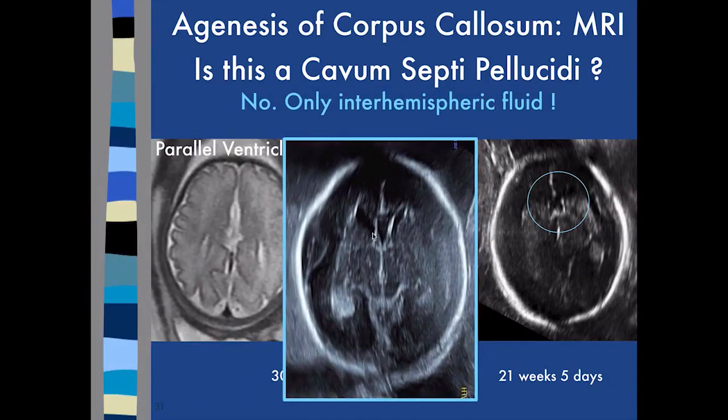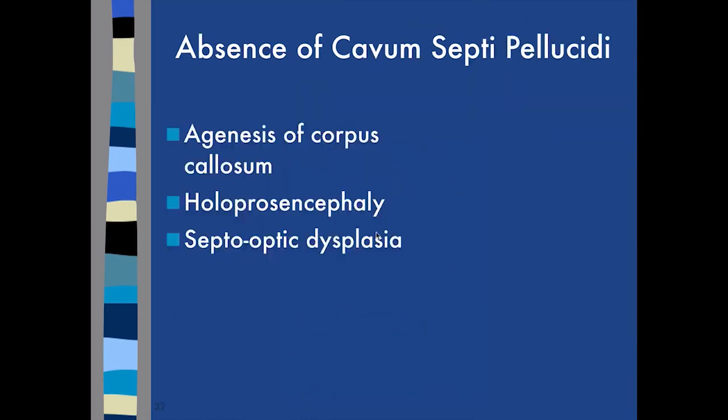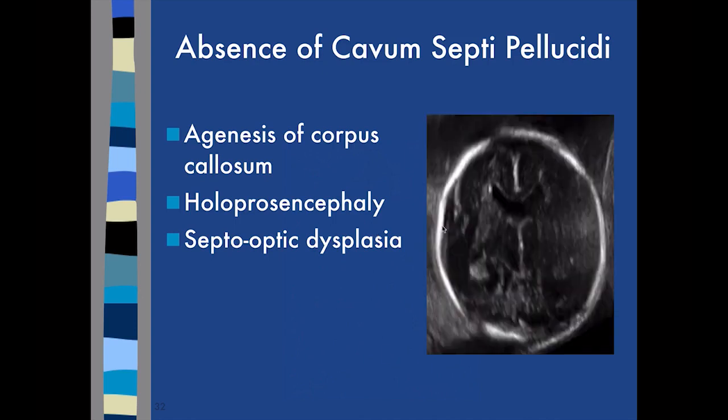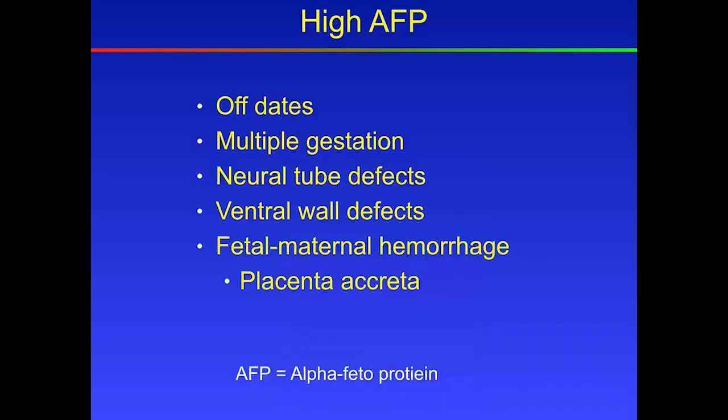Here is a normal cavum and normal frontal horns that sit right next to it. So I won't call a normal cavum anymore unless I see those frontal horns coming down adjacent to it. Other causes of absence of the cavum septum pellucidum, besides agenesis of the corpus callosum, include holoprosencephaly and septo-optic dysplasia. And here's a case of septo-optic dysplasia where the frontal horns are continuous and you don't see the walls of the cavum that we should see.